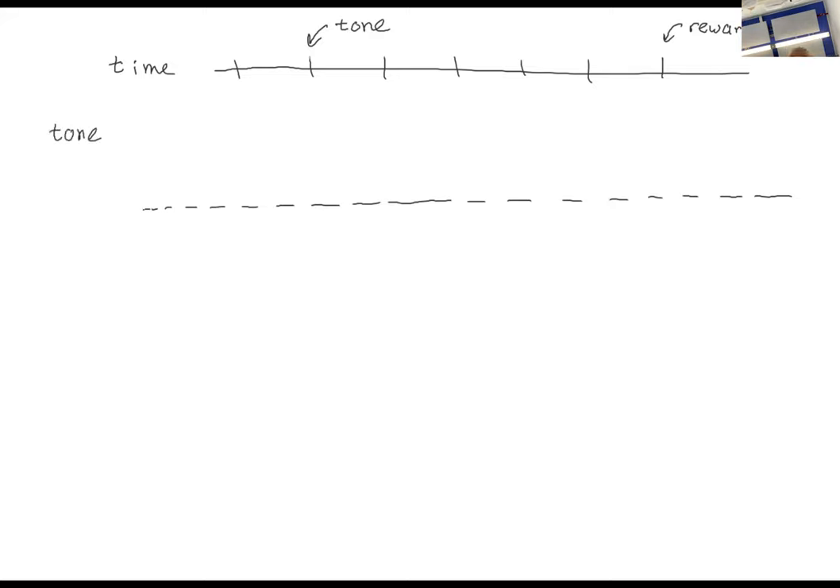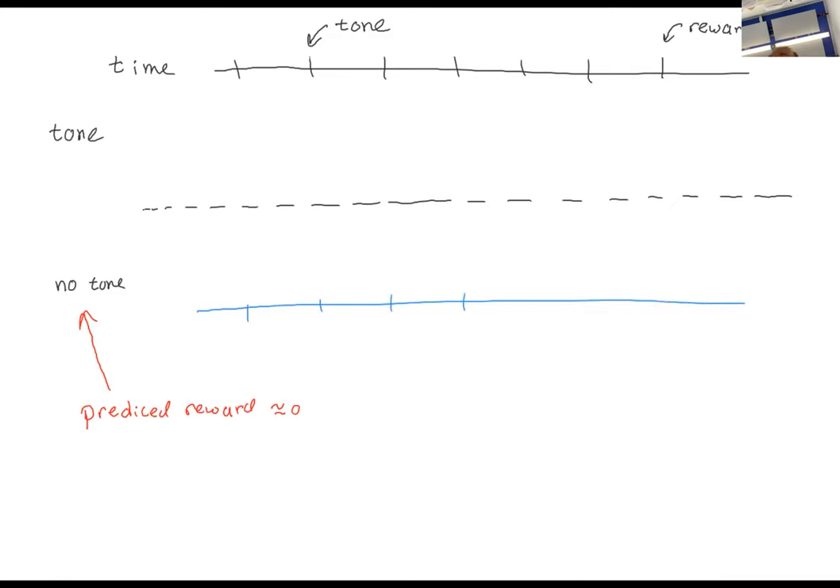There's a state where you've heard the tone and a state of no tone. If you're in the no-tone regime, of course, you don't know what's going on. So basically, predicted reward is approximately zero. The reason is that no matter what time it is, let's say there's a long time between trials where you get a tone, the probability of hearing a tone is small, the probability of getting reward is small, and it's about the same. So the value of these two states is about the same. There's a small difference because of discounting, but let's ignore discounting. So the reward prediction error is zero.